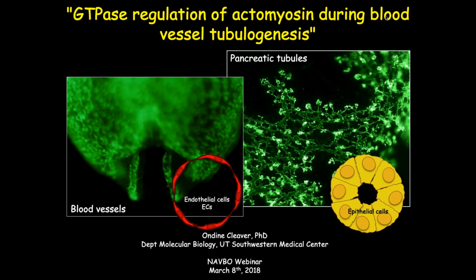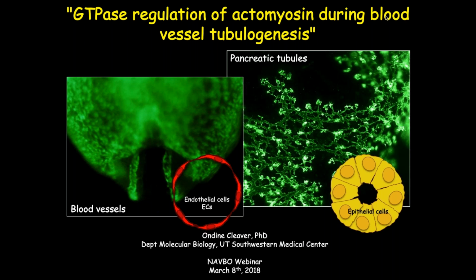So what I'm going to take you through today is a part of the work that we're doing in the lab. We focus on trying to understand the basics of how cells find each other and assemble together to make functional tissues. In particular for this talk, we're going to talk about blood vessels. The title of my talk is GTPase Regulation of Actomyosin During Blood Vessel Tubulogenesis. In brief, that just means how the cells are going to get together to make a blood vessel.